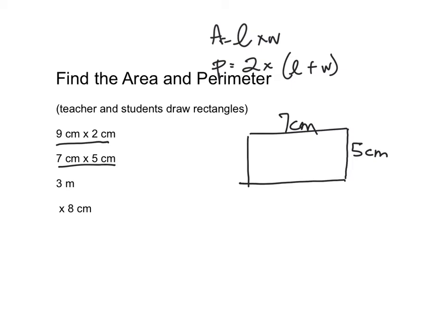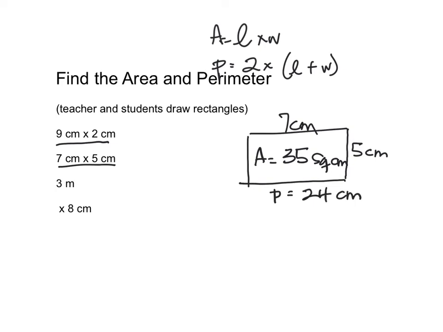So for the area, we would have 7 centimeters times 5 centimeters, which is 35 square centimeters. Perimeter would be 2 times the length plus width. So 7 centimeters plus 5 centimeters is 12. 2 times that would be 24 centimeters.